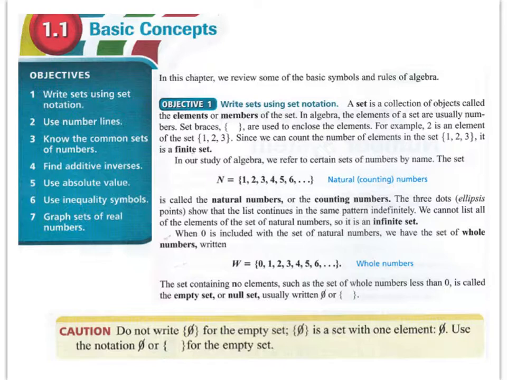If a set contains no elements, like the whole numbers less than 0, that's the empty or null set. There's 2 different ways you can usually write that, either like this or like this. Little note at the bottom, do not put those 2 symbols together for the empty set. That's actually the set with 1 element, which is the symbol for the empty set, so it's not quite the same thing.